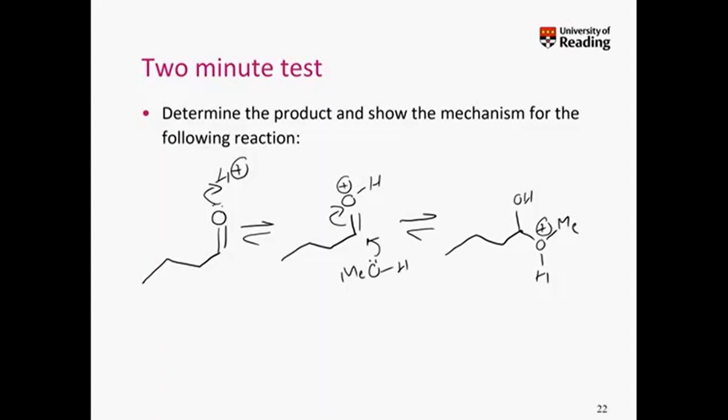And then the final step is we need to deprotonate it. It's charged at the moment, but we're under acidic conditions, so we know that there will be protons in solution and it would be quite happy because we're in an acidic environment. So we can say that the electrons from here can be used to neutralize that. And we end up with our hemiacetal product.